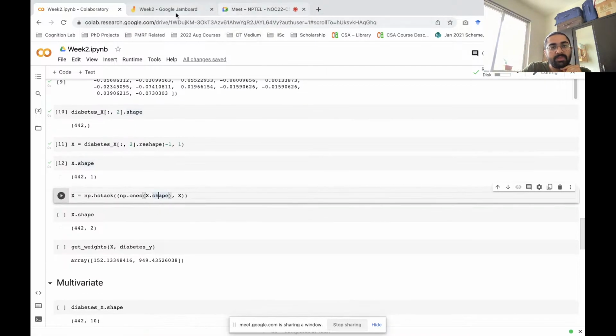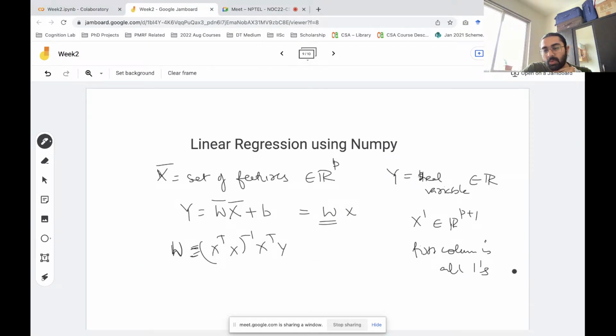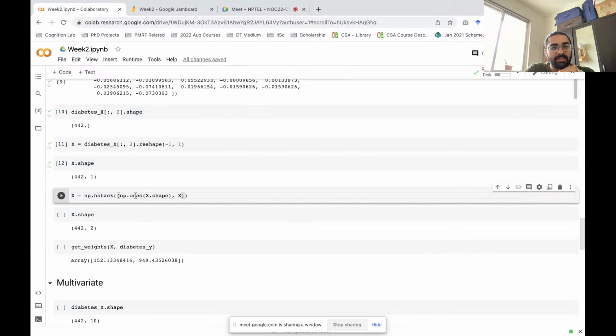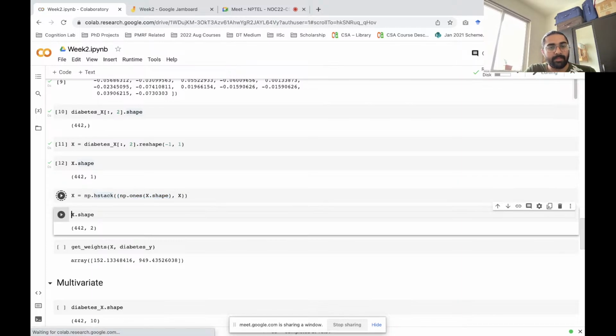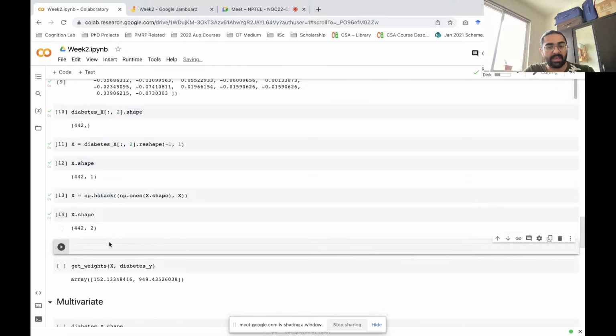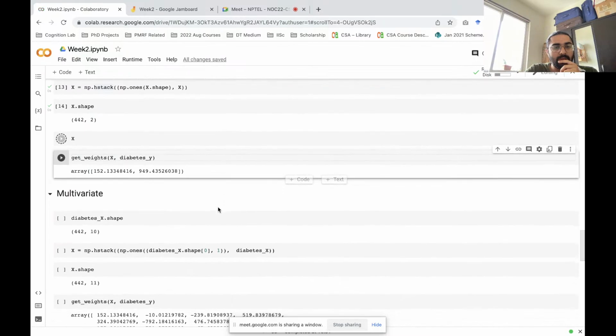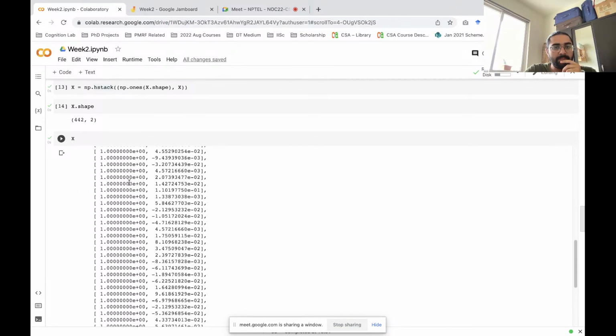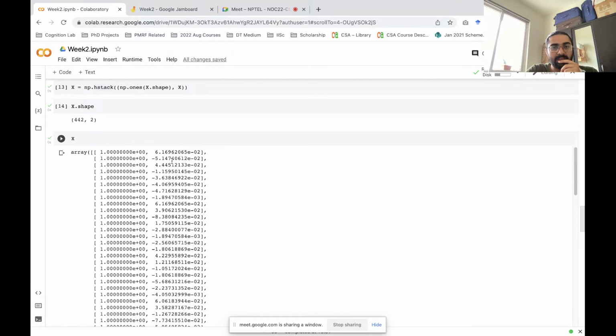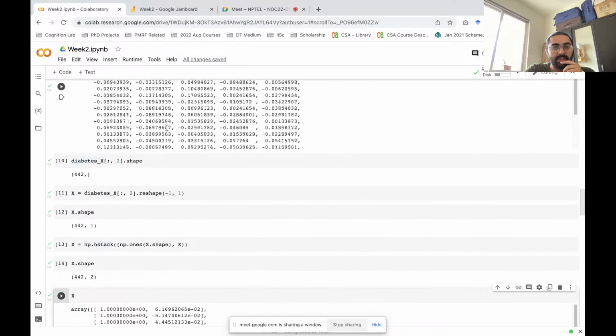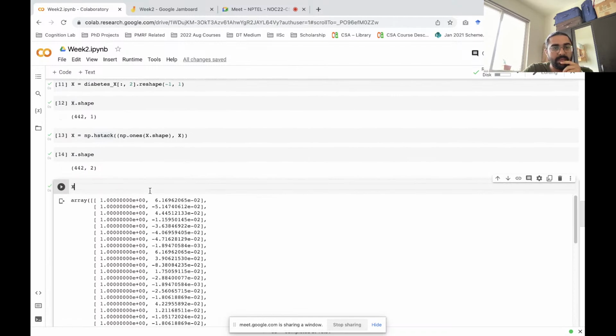And as we know, what we do is we add ones for all of the x in the data set. So here, we're adding those ones to this particular x and making a new x, which has 442 rows and 2 columns. So if I see here, what is x? The first column is basically all just ones, and the second column is all your values which were there, the actual x.